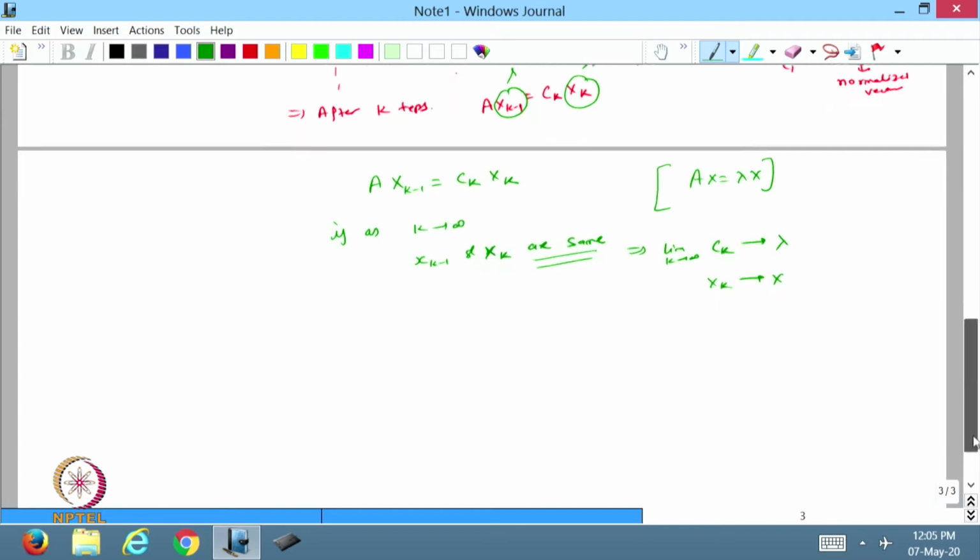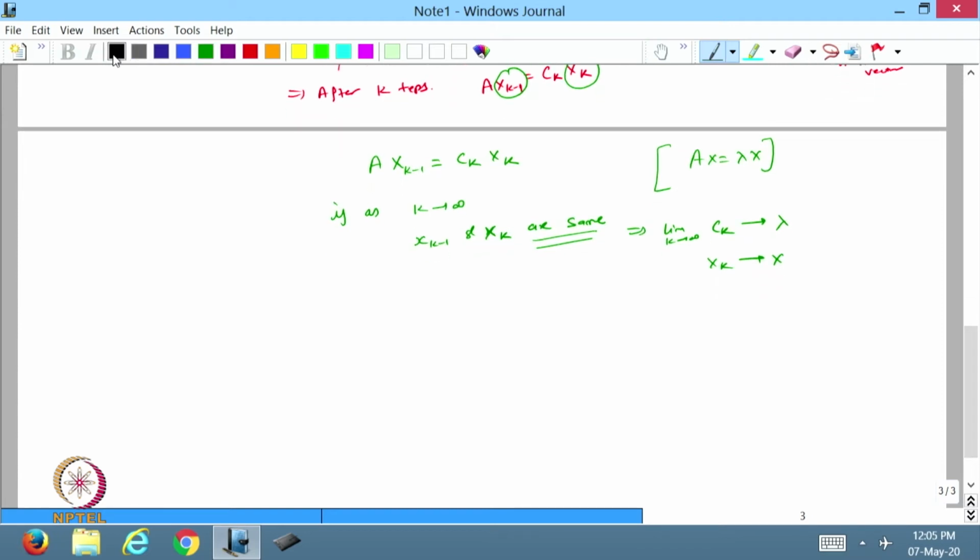Now, before that, there is one more term we want to define, that is the dominant eigenvalue. So, what is the dominant eigenvalue? Dominant eigenvalue means, suppose I have an n cross n matrix, and from linear algebra we know that if we have an n cross n matrix, then we have n eigenvalues. So, suppose I write lambda 1, lambda 2 up to lambda n, these are the n eigenvalues corresponding to this matrix. These eigenvalues may be complex also, does not matter.